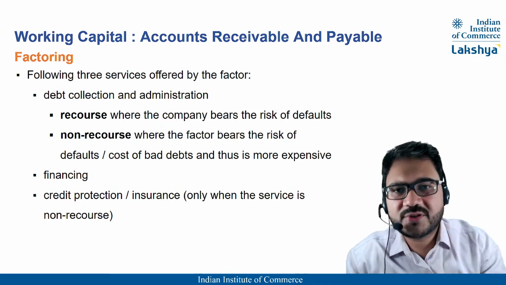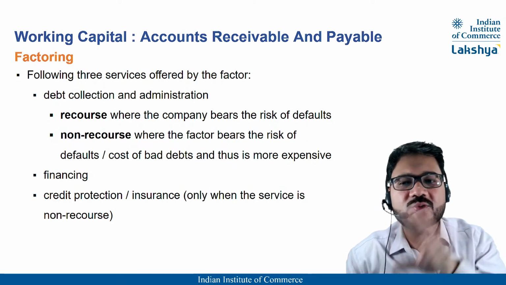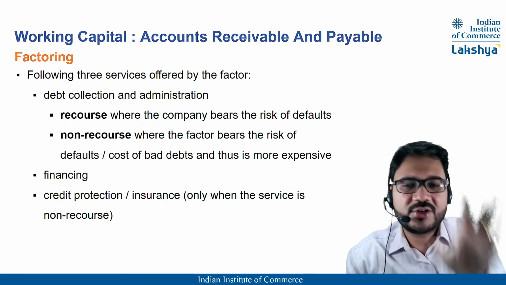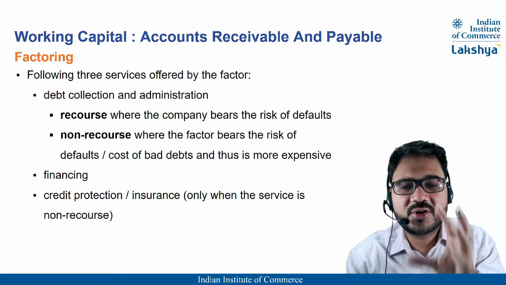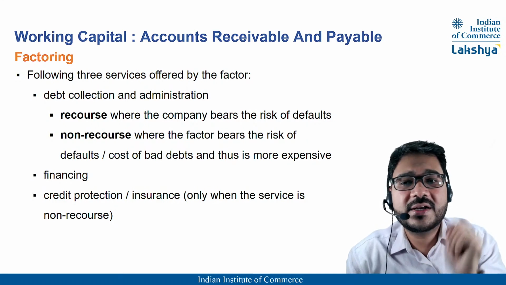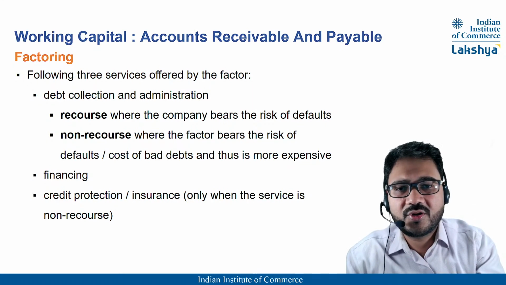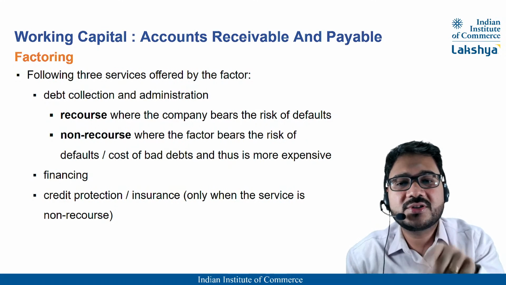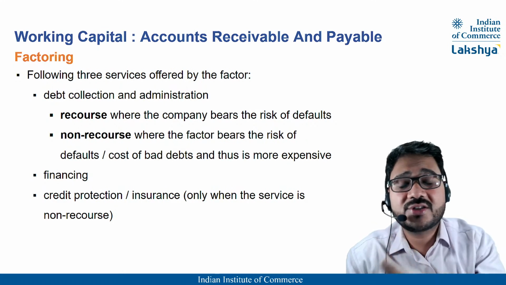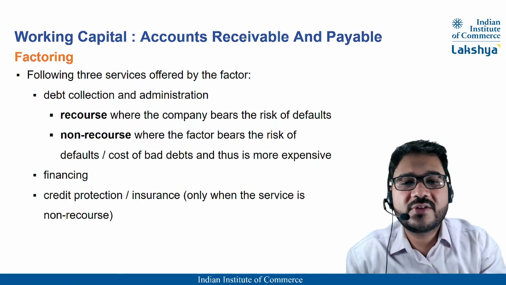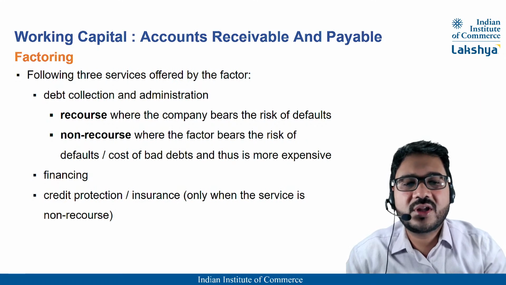Now there are 2 types of factoring. One is with recourse, one is without recourse. With recourse means that if there is a default, if that account becomes a bad debt, it is the responsibility of the company. The factoring agent has recourse to the company, so the company is liable. Recourse is where the company bears the risk of default. The other one is without recourse, where the factoring agent does not have recourse to your company. So with non-recourse, the factor will bear the risk of default or the cost of bad debts, and thus it is more expensive.